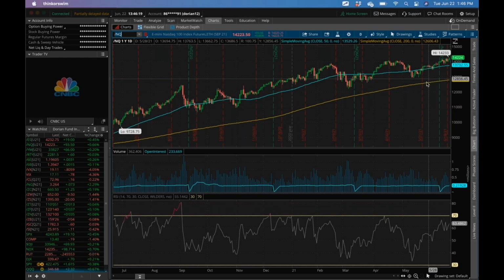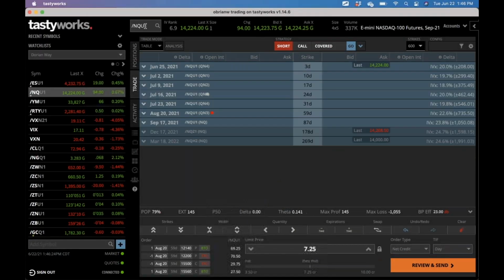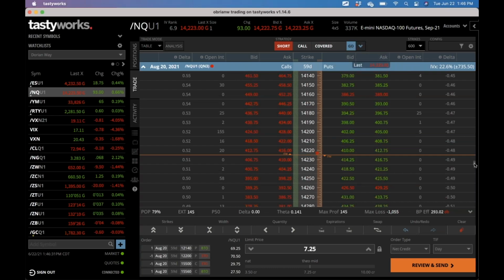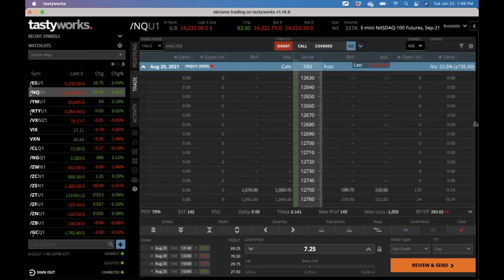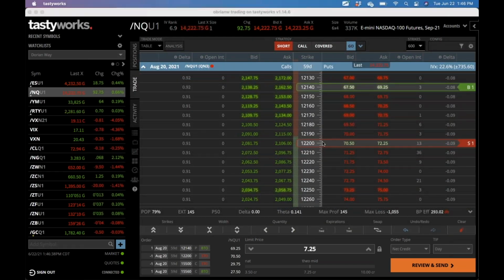All right, so looking at this trade, let's go over to the TastyWorks platform and bring this up. I believe we still have this geared up. We've got 59 days to go. On the put side, we were selling the 9 delta, which is the 12,200 strike, and we were buying the 12,140 strike. That is a 60-point wide spread on the put side.